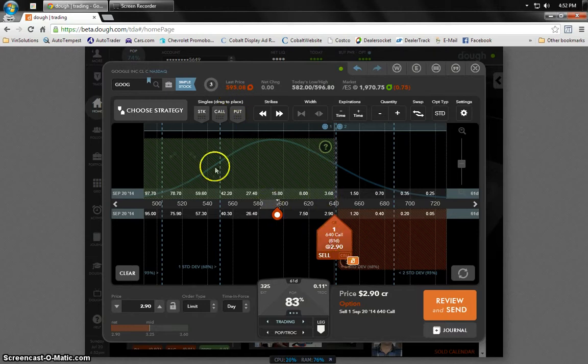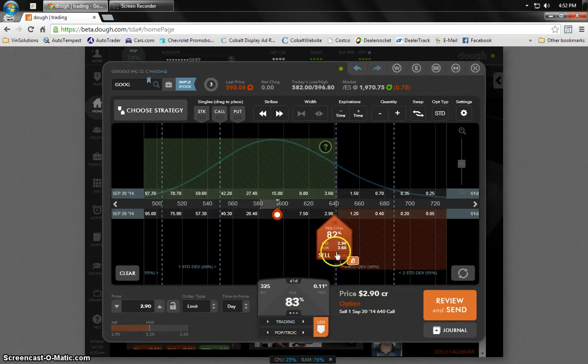Everywhere in green, you make money. If it goes higher, wherever it's red, you'll lose money. So again, you can make money three ways. What's your probability of being right? You have an 82% chance of being right. What this means is you have an 82% chance of Google expiring out of the money, which means it won't get past this and come higher than that.